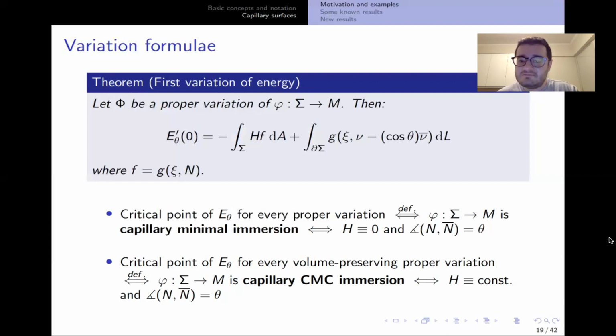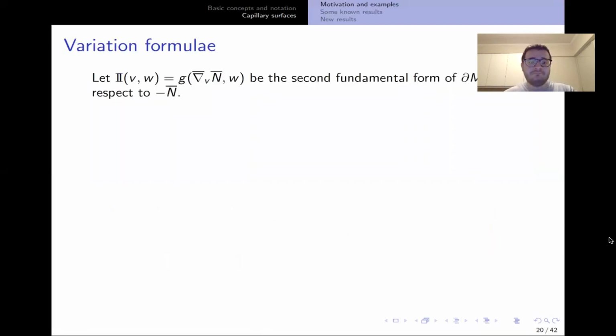Yes, but we can say more, they can be characterized as critical points of an energy functional. And this is what I want you to carry with you. Nice. So let me now fix this double I, which is the second fundamental form of the boundary of the ambient manifold with respect to minus n bar. So it's given by this formula here.